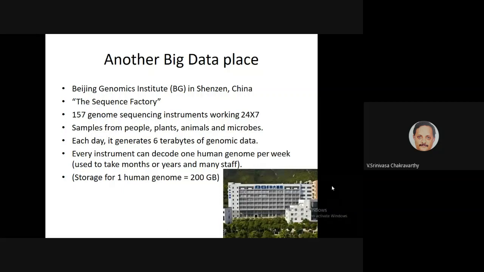Another big place, whatever China does on a large scale, as we know, is the Beijing Genomics Institute. It's called the Sequence Factory. It has 157 genome sequencing instruments working 24/7. It has samples from people, plants, animals, microbes. It generates 6 terabytes of genome data every day, and it can sequence 1 human genome per week, which, as you know, took 10 years in the first human genome project. The same thing can be done in a week.